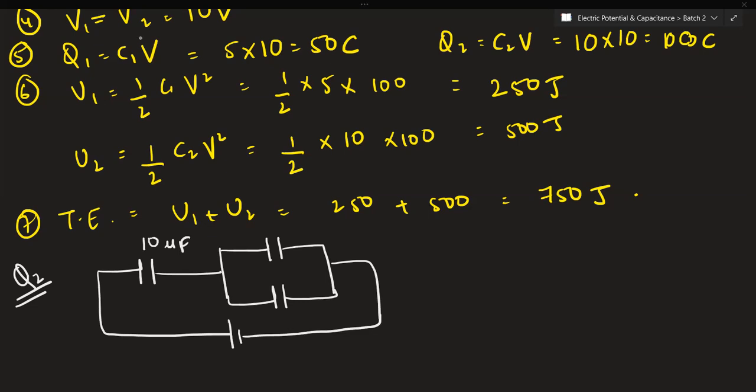Now the SI unit of capacitance is always farad. The unit that I'm giving here is microfarad, so do convert if required. If you see all of them are in the same unit, then there is no need for conversion. You can leave the equivalent capacitance in terms of microfarad only.